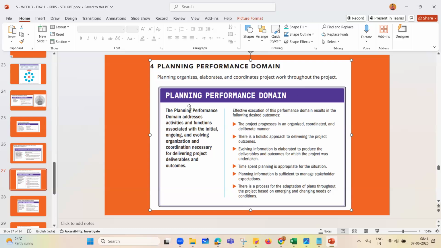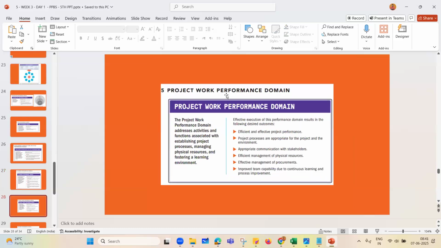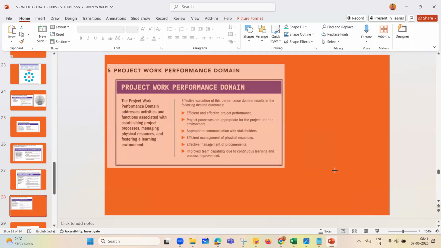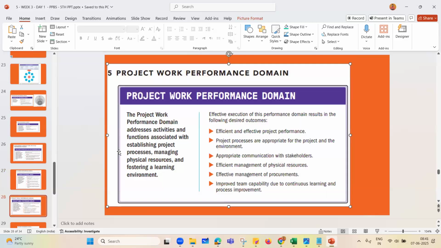Okay, now planning is done, so now the real work has to happen, right? Yes. So let's move to the next performance domain. And what is the next performance domain? Must be related to some work. So here you see the project work performance domain. The name itself says that it's a work performance domain. So what exactly happens in this work performance domain?